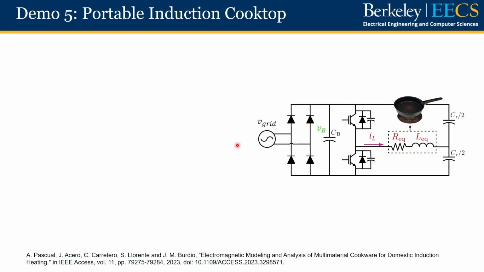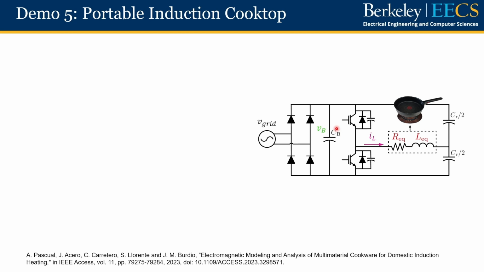Shown here is a simplified schematic drawing of this portable induction cooktop. It is powered by the 120 volt 60 Hz grid voltage represented here as V grid. This AC input voltage is then rectified by a full-wave bridge rectifier composed of 4 diodes to produce a non-negative voltage on the bus capacitor, which is labeled as CB over here.